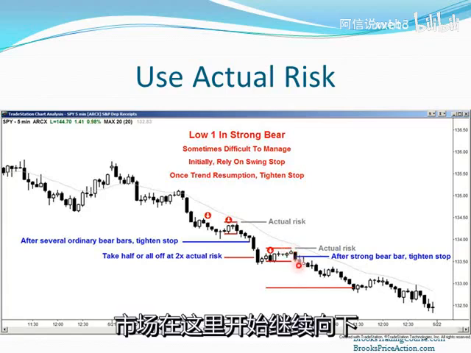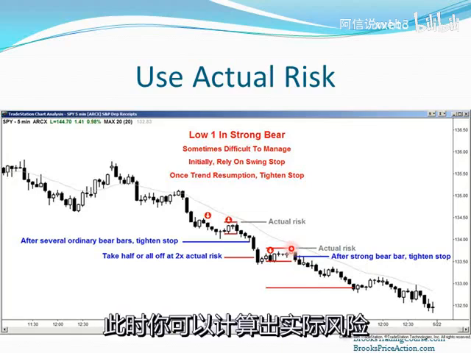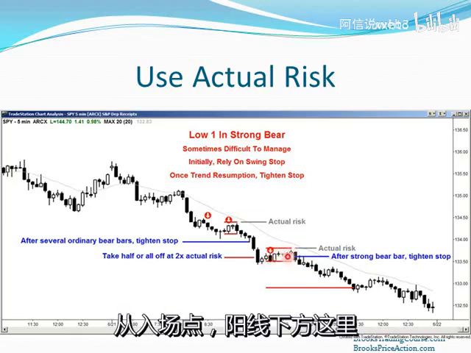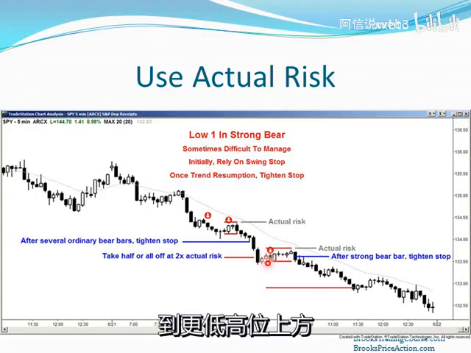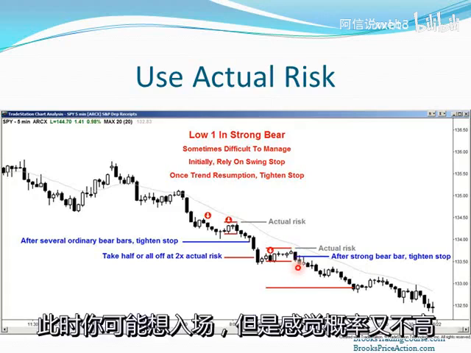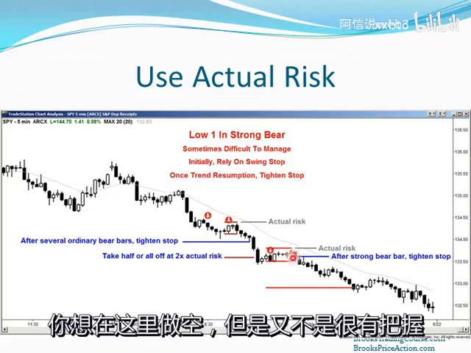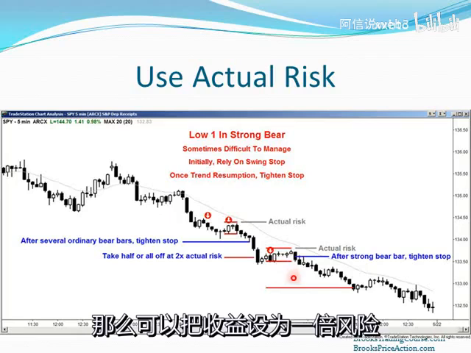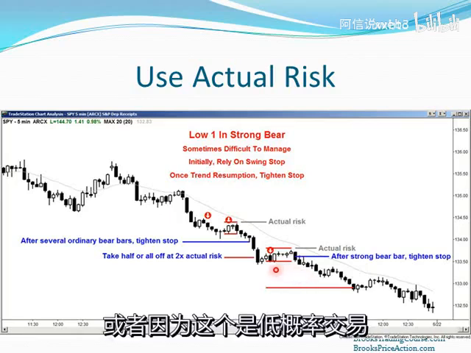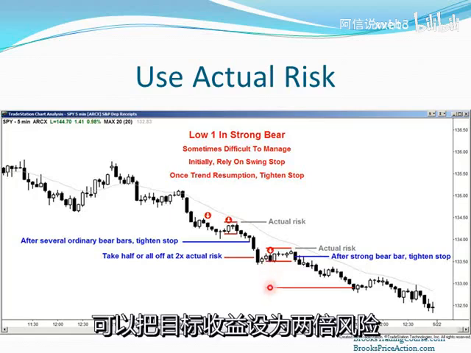Anyway, as the market's resuming down here, you tighten your stop over to here, and you could calculate your actual risk. Your actual risk was from your entry price, 1 tick below this bull bar, to 1 tick above this lower high. And you could say, okay, when I took the trade, I'm not all that certain. When I'm shorting here, I'm not all that certain. I could go for 1 times risk and be happy to get out. Or I could say mathematically, I took a lower probability trade. I should go for 2 times risk.